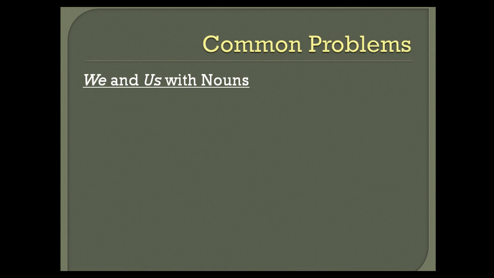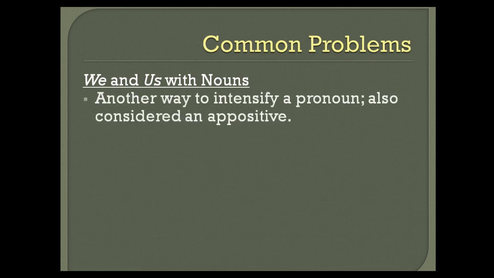It's intensive. The question is, how do you know when to use we and when to use us? Well, we're intensifying the pronoun, but we're also providing clarity. That's why it's an appositive, where we repeat or rename things in the same sentence. It's very helpful for your audience, especially as a speaker.